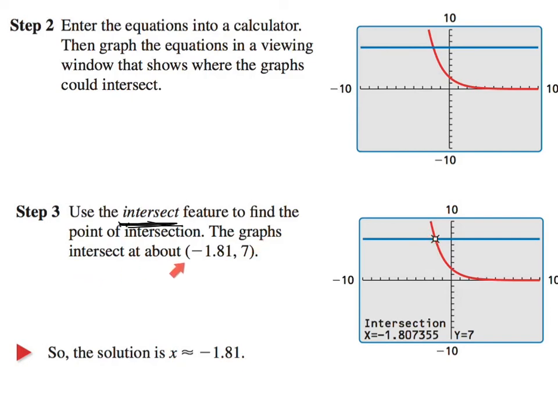So these graphs intersect at approximately -1.817. So once again, though, we only need the value of x. Remember, your original equation only has an x in it. So I only need the x value. So your answer is approximately -1.81.